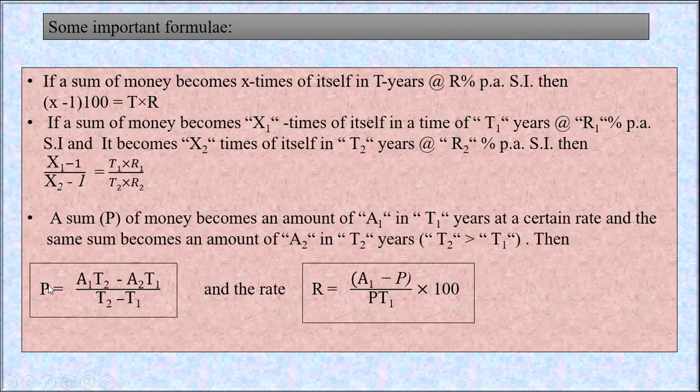So P is equal to (A1 T2 minus A2 T1) divided by (T2 minus T1). Amount means it will be like 3 times the principal, 5 times the principal. If they are giving that, we need to put 5P or just 5 is enough. P is just the principal. They will be giving 5 times the principal and 12 times the principal, so we can directly put 12P. Whereas rate of interest can be calculated by (A1 minus P) divided by P into T1 into 100.